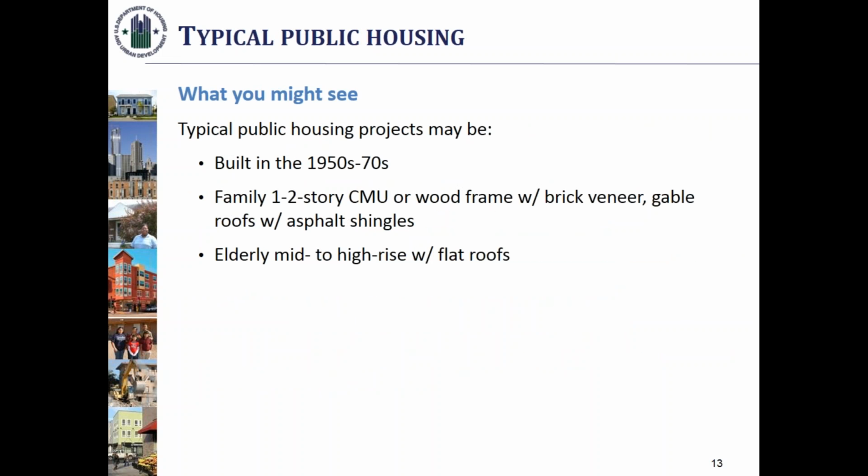Okay, so just generally, typical public housing, what you might see. So these projects, they could be built in the 50s, 60s, 70s. They could be a family, 1 to 2 story, CMU or wood frame with brick veneer building with an asphalt shingled roof, or it could be an elderly mid to high rise with flat roofs. I just provided a couple of examples.